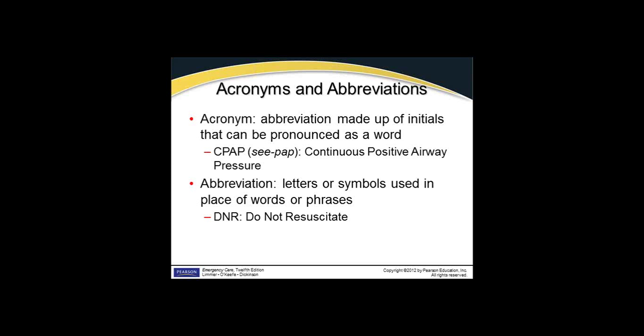A 10-45 in Nebraska means a personal vehicle accident. 10-45 in Iowa means an animal carcass in the road. So they're not the same across state lines. Some of them are. 10-4 is pretty universal, but most of them are not. So abbreviations: know what is acceptable, usable abbreviations.